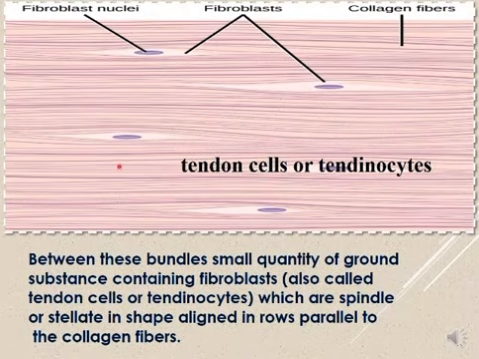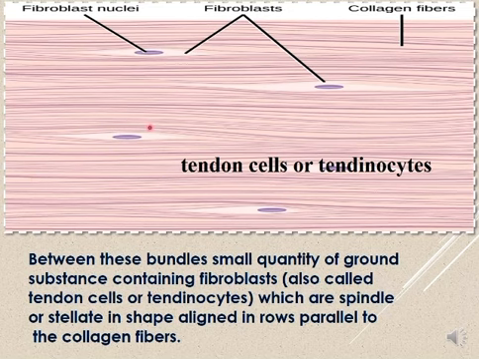Between the bundles of collagen fibers, there is a very little amount of ground substance. This ground substance contains fibroblasts, which are also called tendon cells or tendinocytes, which are spindle in shape, containing elongated nuclei, aligned in rows parallel to the collagen bundles. مثل ما نلاحظ بين هذه الكولاجين bundles very little amount of ground substance that contains fibroblasts. These are fibroblasts, also called tendon cells or tendinocytes, that are arranged in rows وأسطر parallel to the collagen bundles.